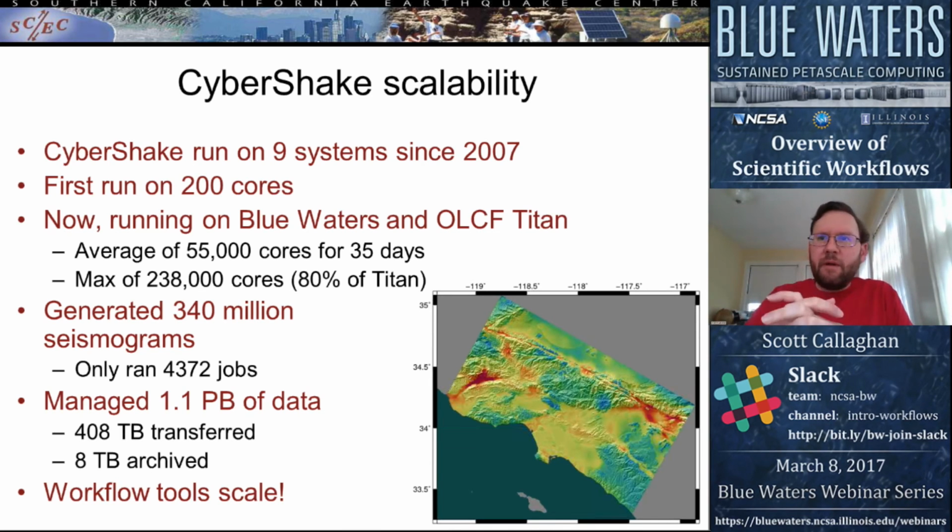Pegasus handled 1.1 petabytes of data for us. It transferred 408 terabytes of intermediate data products automatically between Blue Waters and Titan, and archived 8 terabytes for long-term storage. So I just leave these numbers up here as an illustration that these tools really do scale.